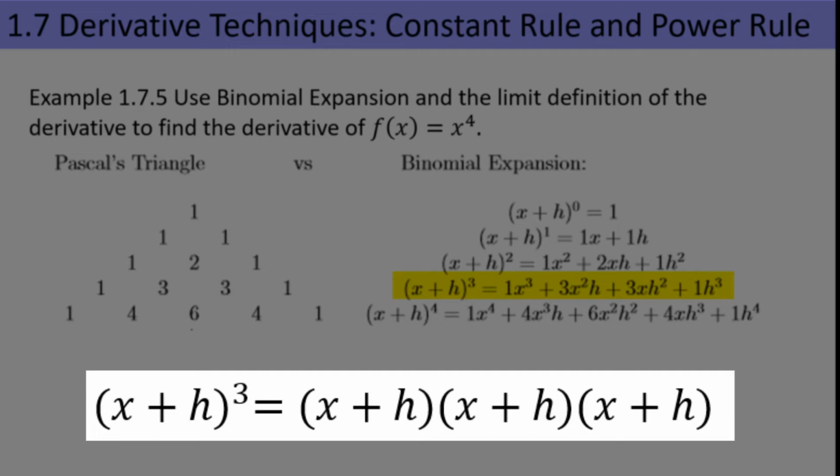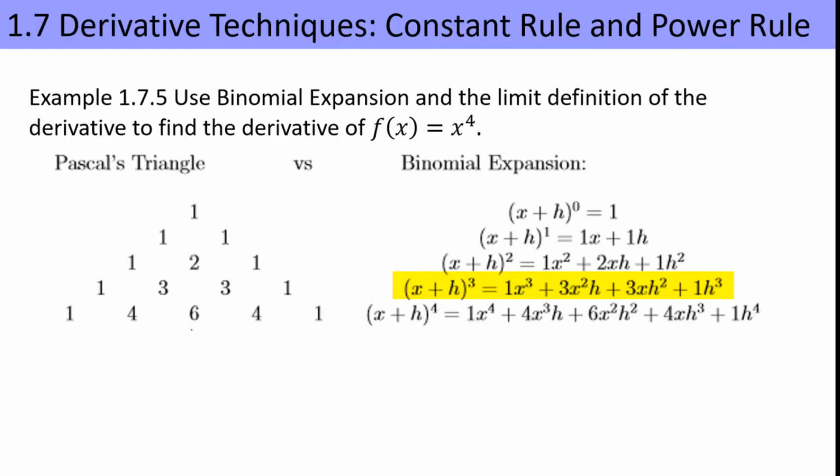And using Pascal's triangle, we are able to glean that the leading coefficients are 1, 3, 3, and 1. Let's observe that we get the 3 by adding the 1 and 2 together in the row above. And again, for the second 3, we get that by adding the 2 and 1 together in the row above. Using those coefficients, we can expand (x + h)³ to 1x³ + 3x²h + 3xh² + 1h³.